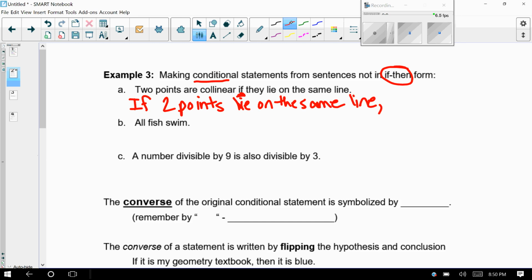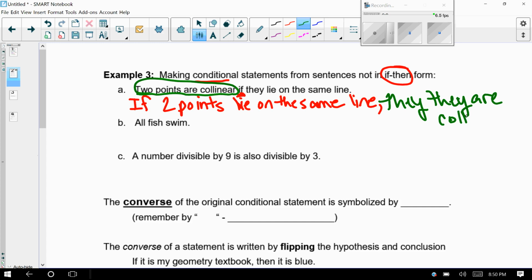Comma. And then after the then, we're going to say my conclusion. If 2 points are collinear, then they are collinear. That's what being on the same line means, right? We learned that in chapter 1.